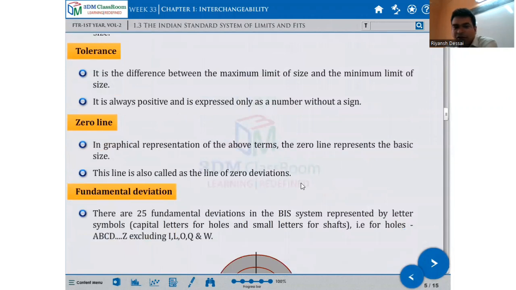Zero line is the graphical representation of the above terms. The zero line represents the basic size. This line is also called the line of zero deviation.